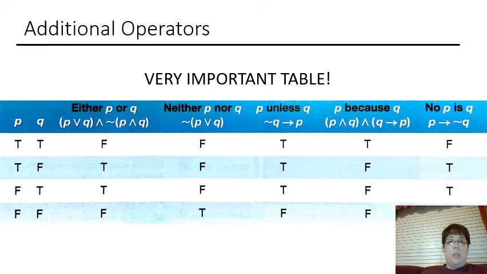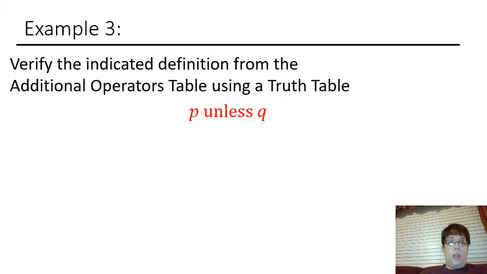Okay, so let's look at a few examples of how we're going to use this table. Let's look at example 3. We want to verify the indicated definition from the additional operators table, and we're going to do this by using a truth table.